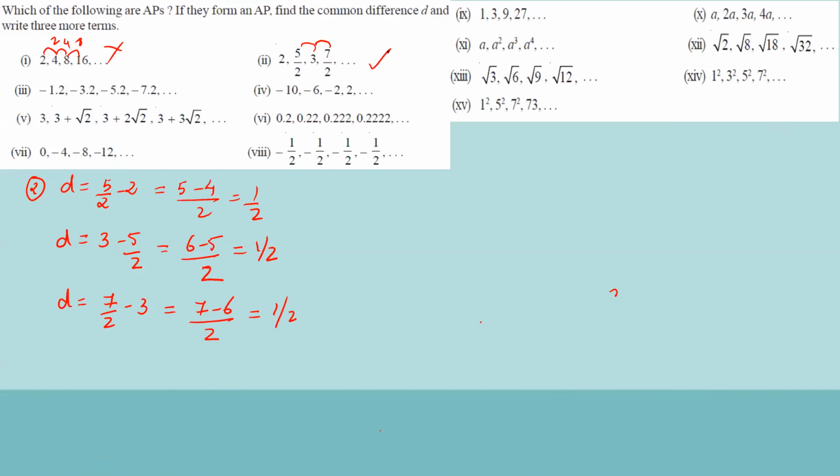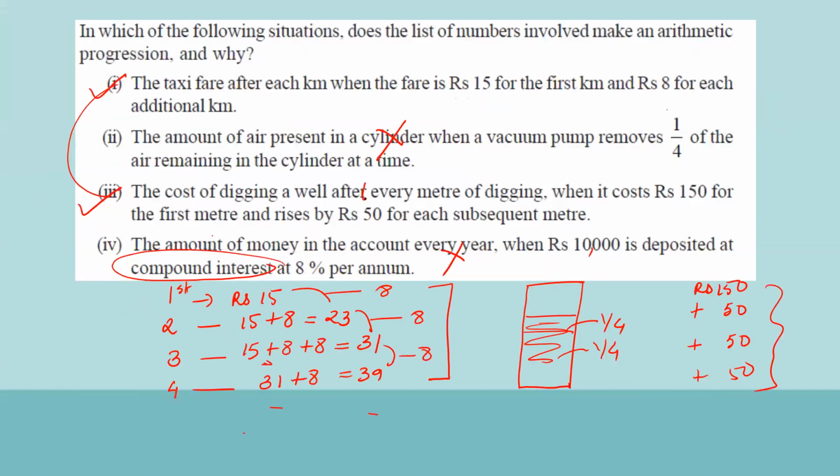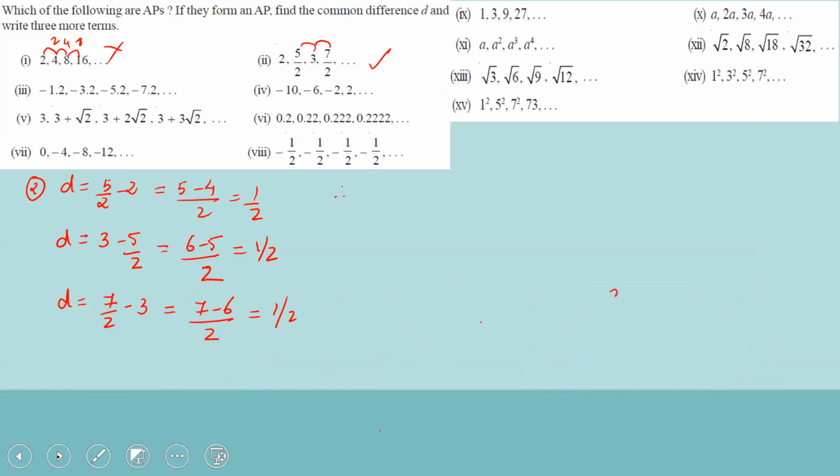So now how will you find out the next 3 terms? Therefore, here this is the 4th term, so till T5. So T5, or you say A5, will be equal to, what is the 4th term? It is 7 by 2. So it will be 7 by 2 plus 1 by 2. So that's going to be 8 by 2, which is equal to 4.